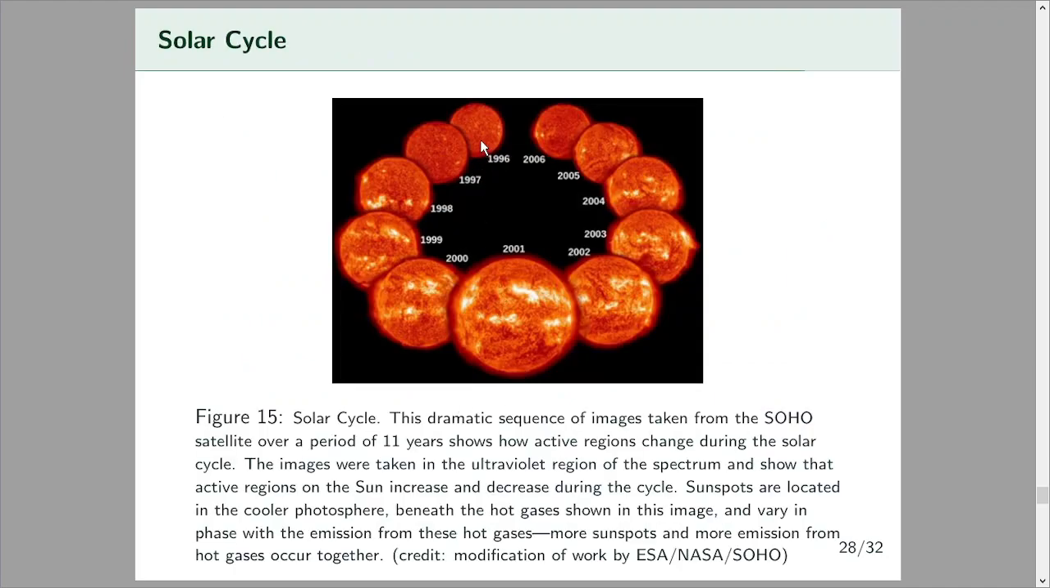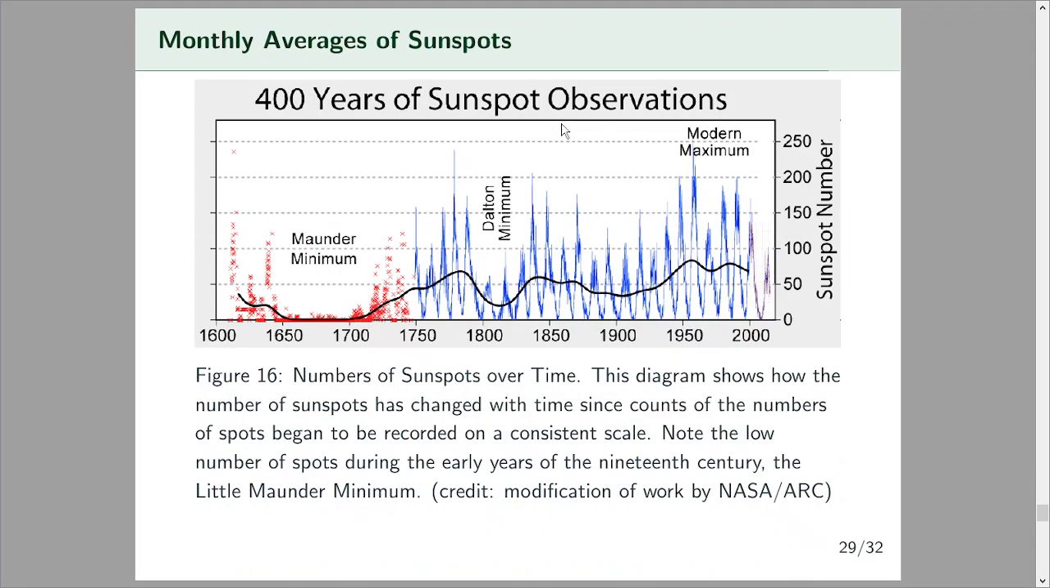Here's another example. So this is from 1996 to 2006, and you can kind of see not very many sunspots, a whole lot of sunspots, not very many sunspots. So this is 400 years of sunspot observations, and this is kind of interesting. You can see that over the last 50 years we've had more sunspots than in a while, although the last several sets of sunspots have been declining.